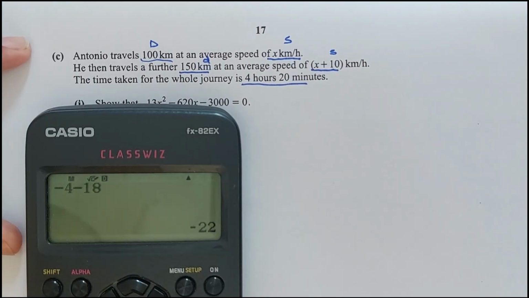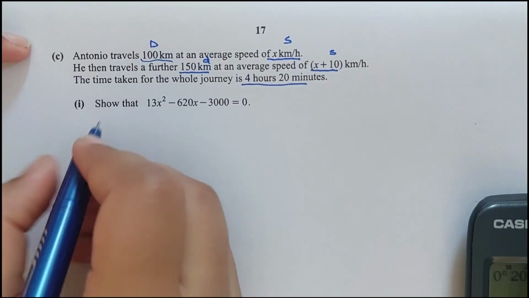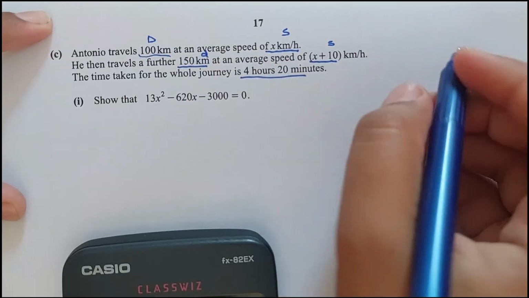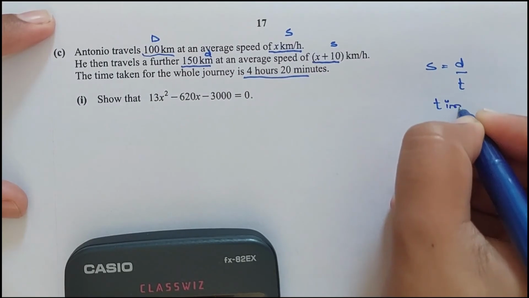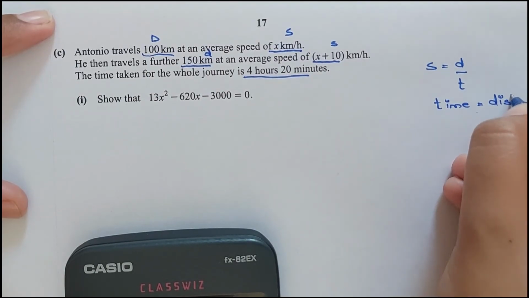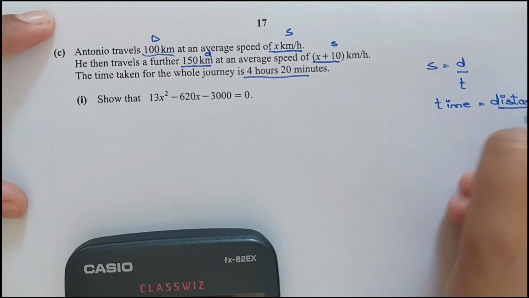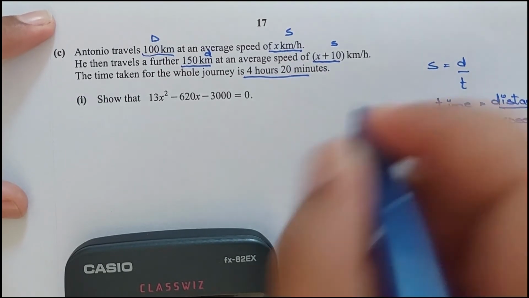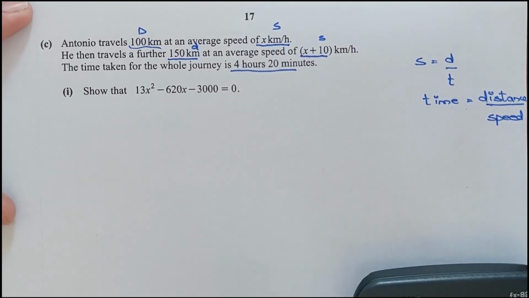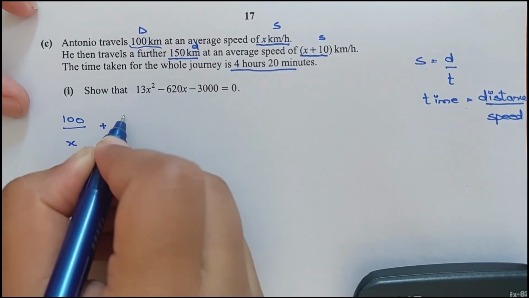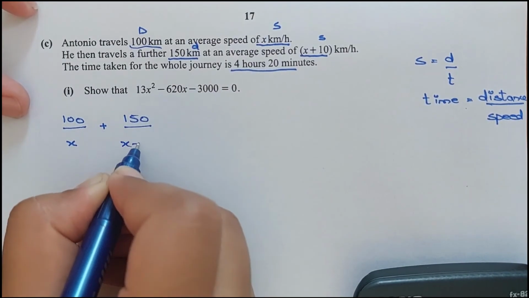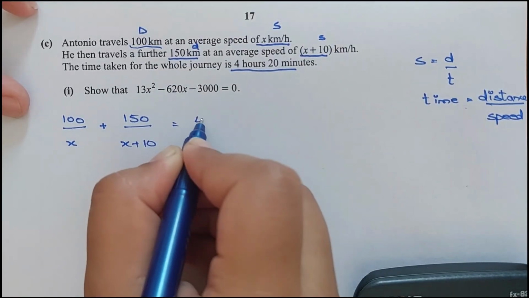So converting 20 minutes into hours, 1 by 3. 4 plus 1 by 3, 4 and 1 by 3. Okay, so we have the formula speed equals distance over time, and time is equal to distance over speed. Let me use that formula for time, which is distance over speed. So distance is 100 km and the speed is x km per hour. Plus the distance is 150 km and the speed is x plus 10 km per hour. And the total time taken is 4 and 1 by 3 hours.